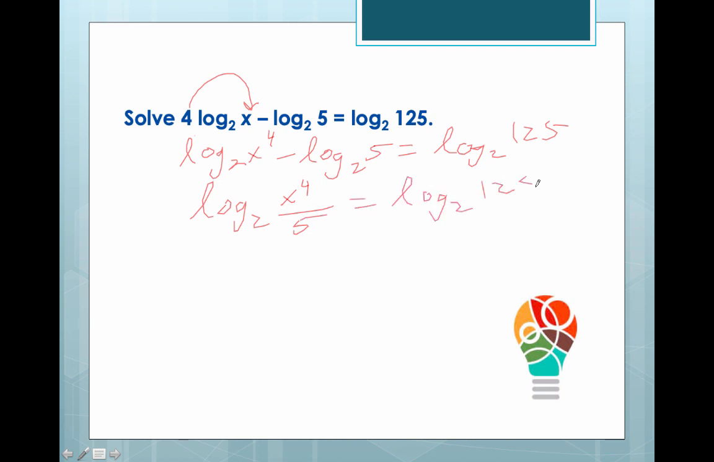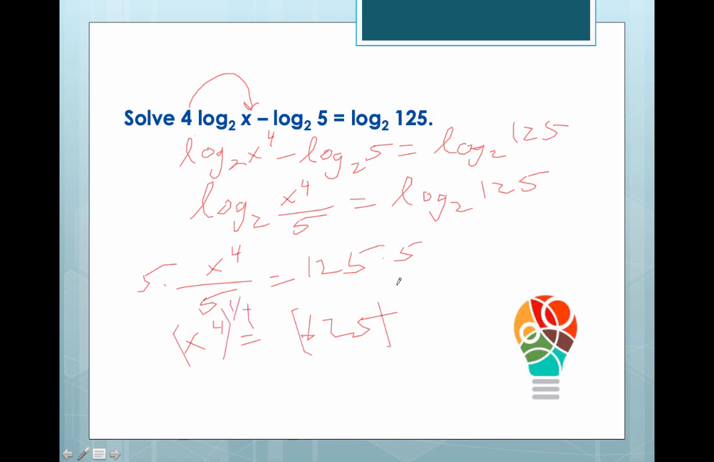But once I get a single log on the left and a single log on the right, I can drop the logs, and I get x to the 4th over 5 equals 125. Multiply both sides by 5. X to the 4th equals 625. And now I'm going to take the 4th root, or raise both sides to the 1/4. You type 625 to the 1/4 into your calculator, and you get 5.